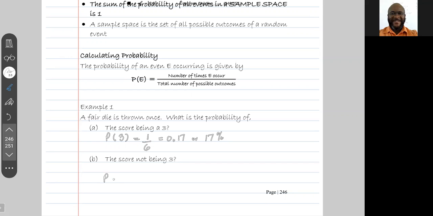Now, the probability that the score is not equal to 3. Well, there are 5 numbers on the die which are not 3. So this is 5 out of 6, or 0.83, or 83%. So there's an 83% chance that it is not a 3. There are five numbers on the die which are not 3 out of a total of 6 numbers. So there's an 83% chance that it is not 3.